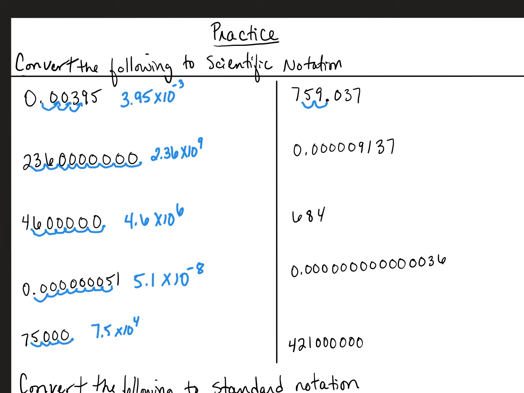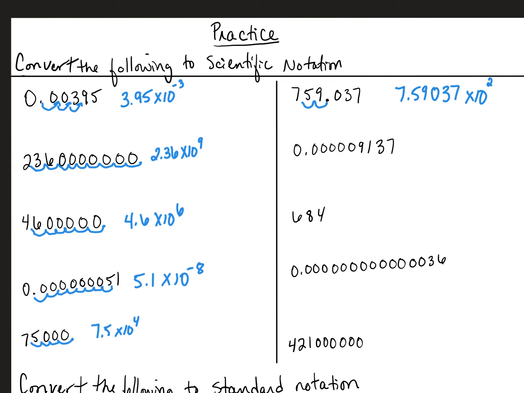Now, we haven't talked about what makes a number significant versus not. We're going to talk about that soon. But essentially, if you've got numbers that are there and they're not 0 at the end or at the beginning, you keep them. So we're going to say that this is 7.59037 times 10 to the 2nd because we only moved it over twice.